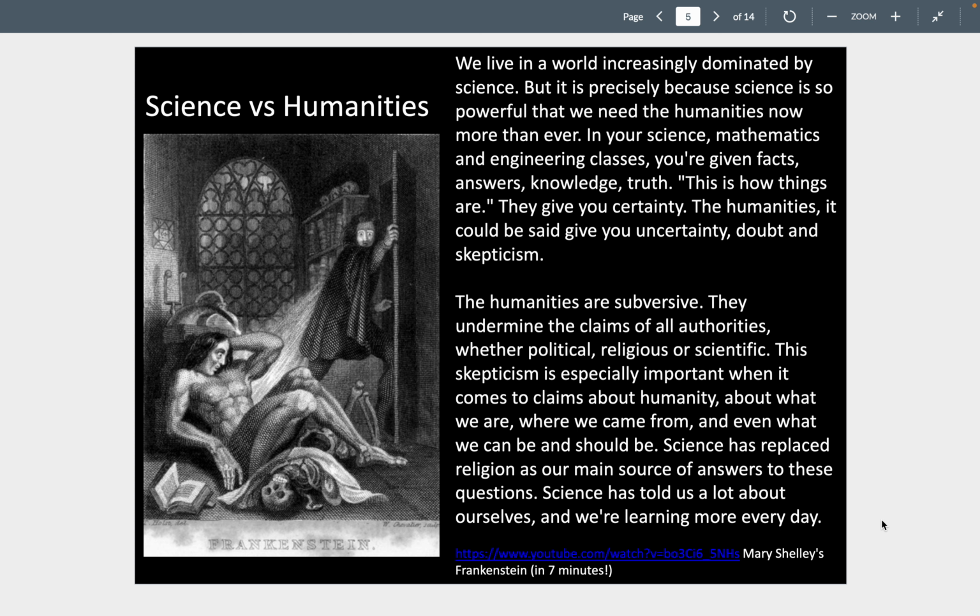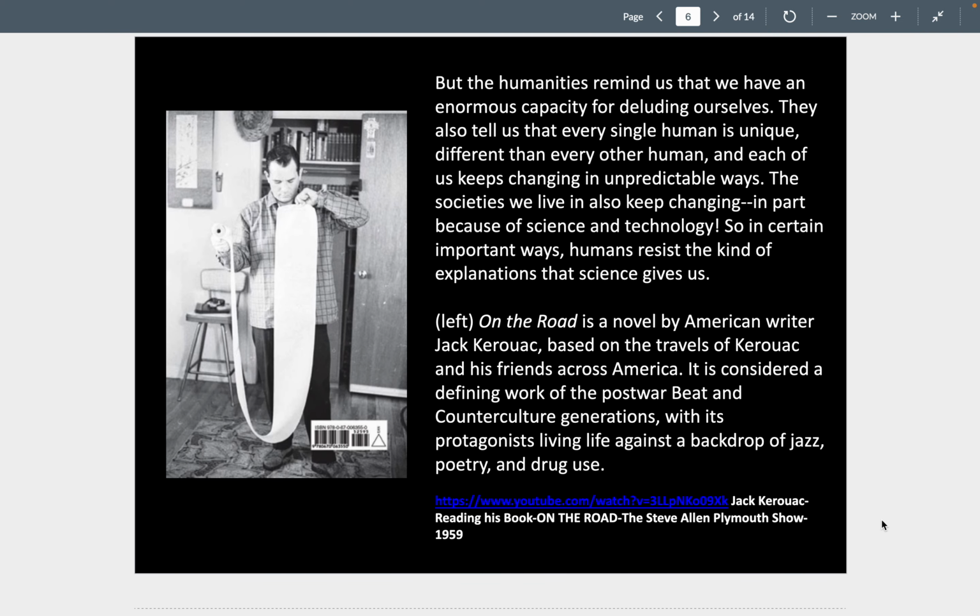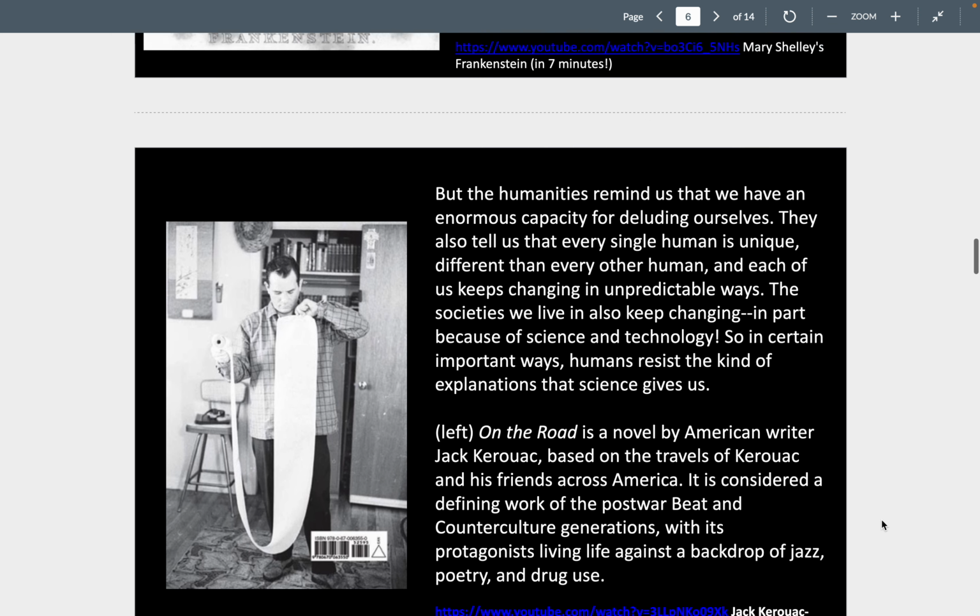Science has replaced religion as our main source of answers to these questions. Science has told us a lot about ourselves, and we're learning more every day. But the humanities remind us that we have an enormous capacity for deluding ourselves. They also tell us that every single human is unique and different than every human, and each of us keeps changing in unpredictable ways. The societies that we live in also keep changing, in part because of science and technology. So in certain important ways, humans resist the kind of explanations that science gives us.